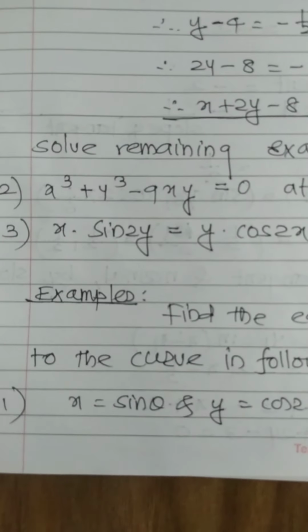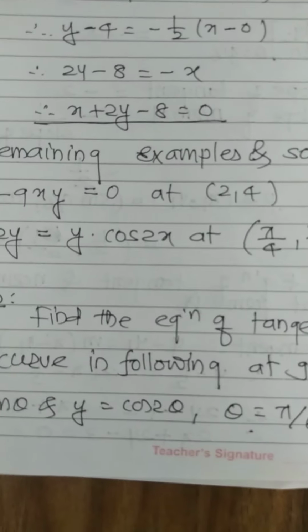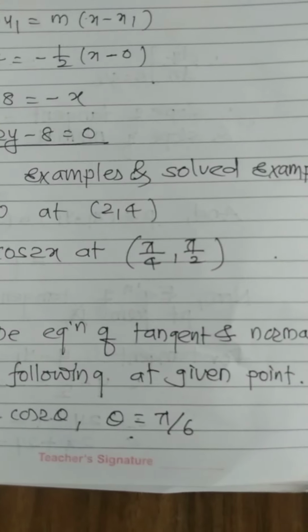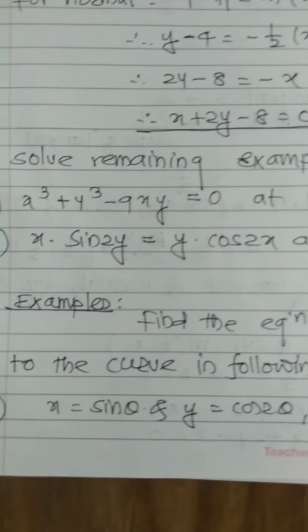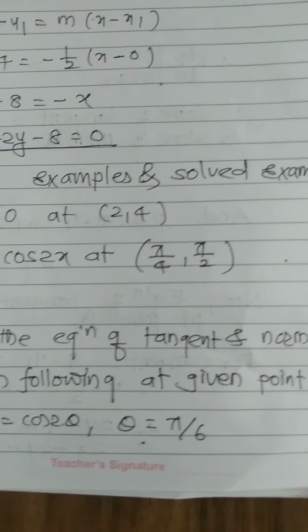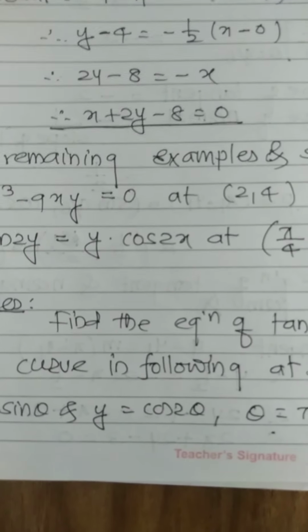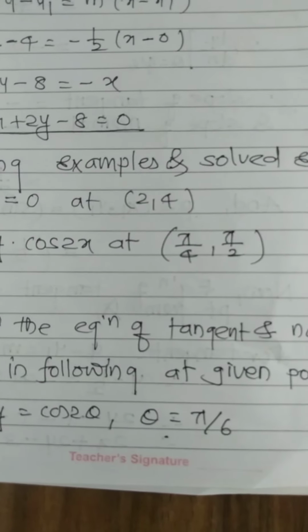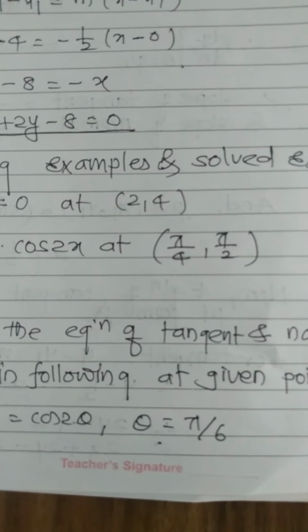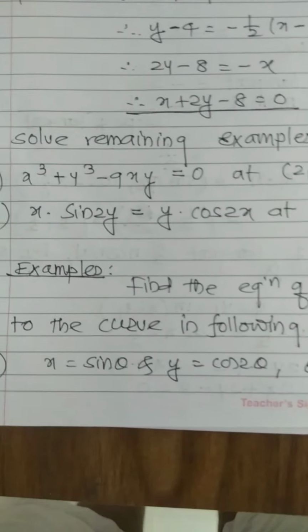Now next we have to consider some examples in another form, that means parametric equations. Find the equation of tangent and normal to the curve in the following at the given point. Here x equals sin theta, y equals cos 2 theta. Theta is a parameter, no doubt, and its value is given as pi by 6. We have to calculate the equation in the same fashion.